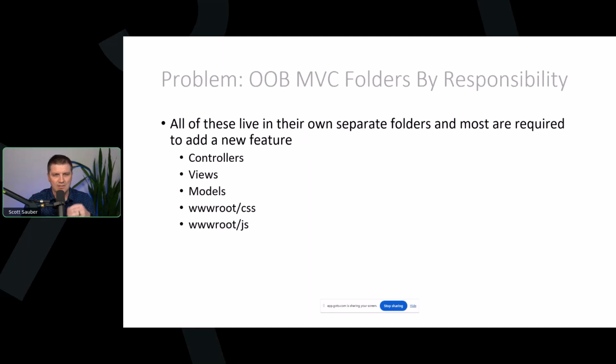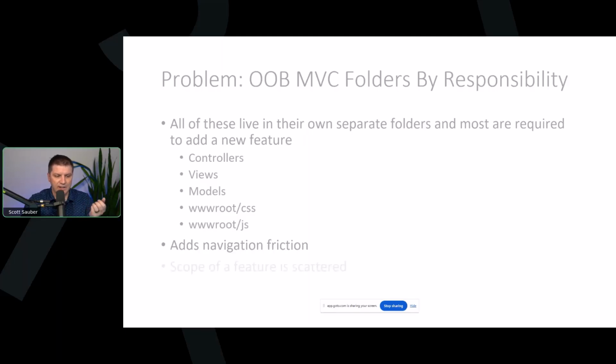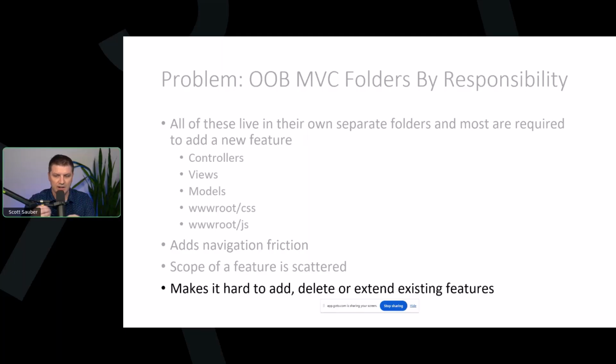And even if you're not doing server rendered MVC, like you're just creating an API or whatever the case is, usually you get scaffolded out all these folders. And to add a new feature, you have to scatter bits of logic across these different folders. And this just adds navigation friction because the scope of a feature is scattered around.